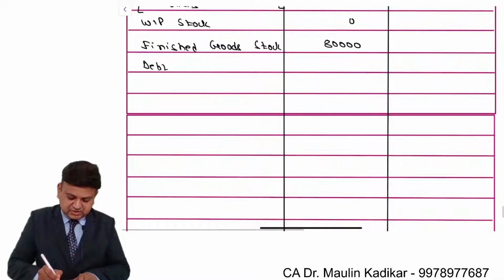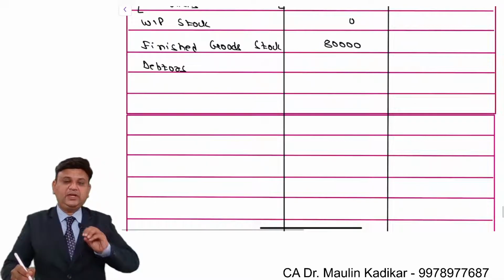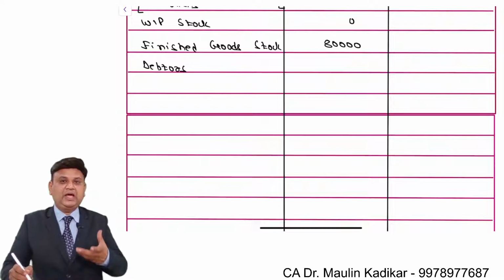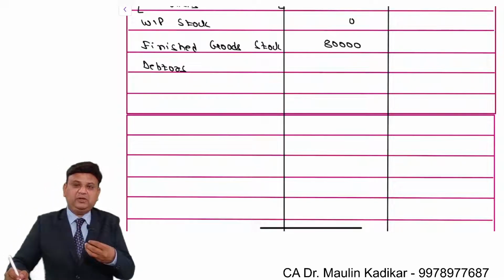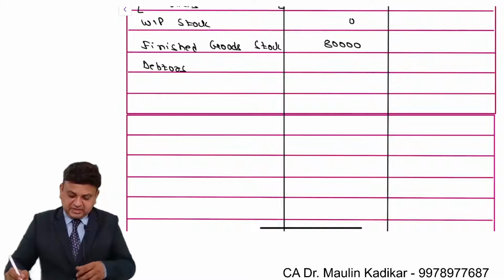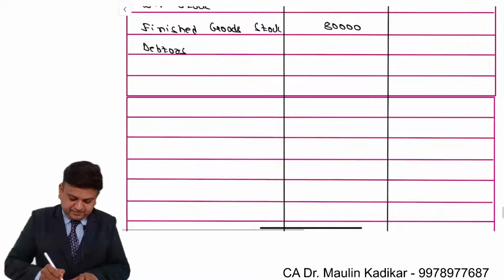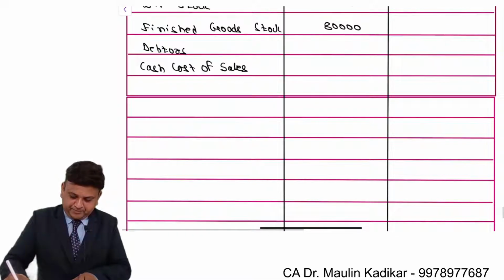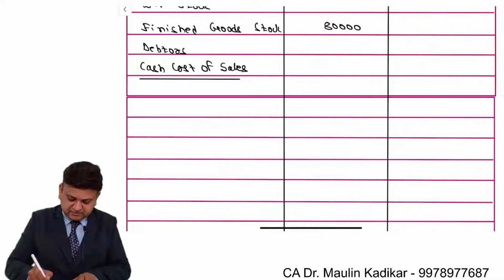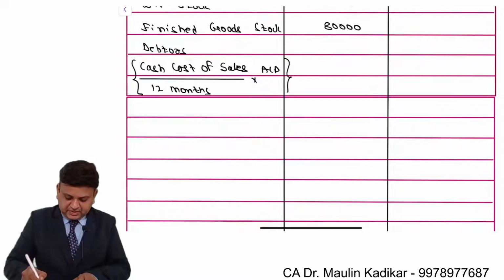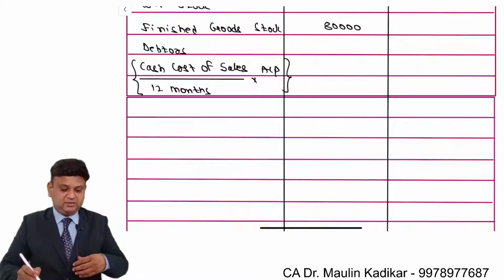Next is the debtors. Now for debtors, usually we do annual credit sales upon 12 months into collection period. But instead of that, this time it will be cash cost of sales divided by 12 months into average collection period. This is the way we are required to compute the answer.